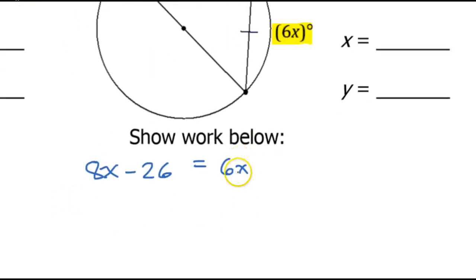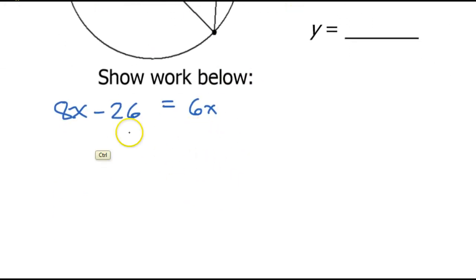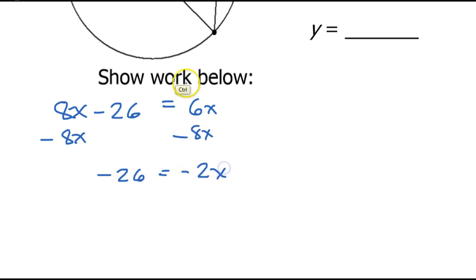Okay, great. So now it's just a matter of solving this. I think I will subtract 8x from both sides. So that's going to leave me with negative 26 is equal to negative 2x. And then I would divide both sides by negative 2. So that's going to be 13. So x is 13.